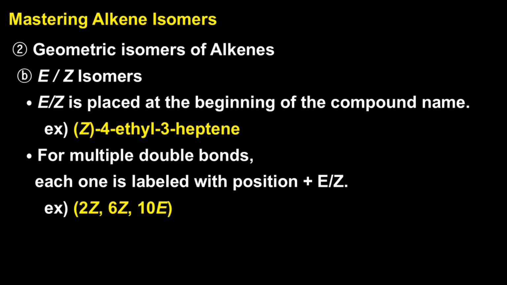And that's it for today's lesson on alkene isomers. We covered structural isomers, cis-trans isomers, and walked through how to use the EZ system step by step. Now you not only know how to identify these isomers, but also how to name them accurately using IUPAC rules. This is definitely going to help when we start looking at more complex reactions with alkenes.